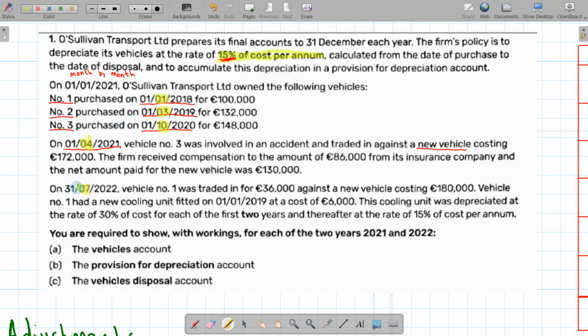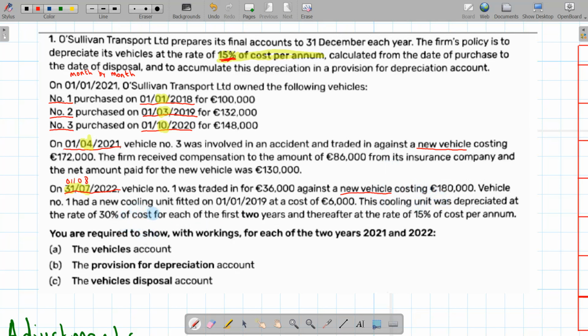Now the next one, the very end of July. We know that the very end of July is the same as saying the very beginning of August, so that's the same as saying 01/08. Okay, we can think of it both ways. Up here, we can think about that as the 31st of March. They're interchangeable. The very first day of the year is the same as the very last day of the other month. So in this case, vehicle number 1 was traded in for 36,000 against, again, a new vehicle. That's going to be vehicle number 5, costing 180,000.